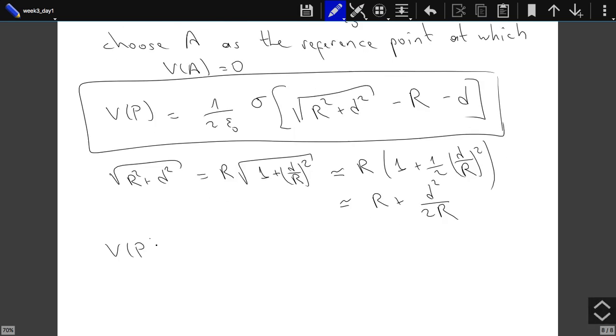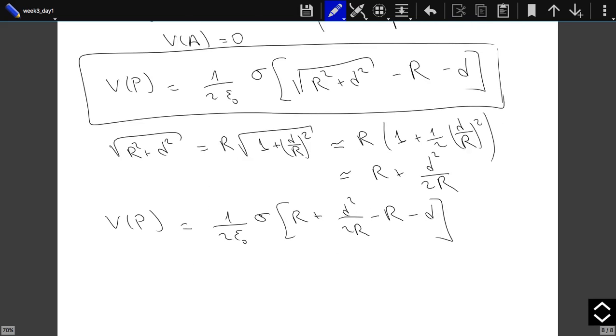So V at the point P is equal to 1 over 2 epsilon 0 sigma times r plus d squared over 2r minus d. Well, these cancel. If you take the limit r goes to infinity, also this term goes to 0, so there are no corrections to 0. So basically you were right. The difference goes to 0 in this case. This cancels this one, this goes to 0. We are left with minus d.